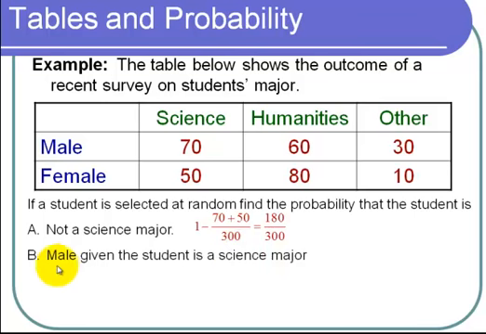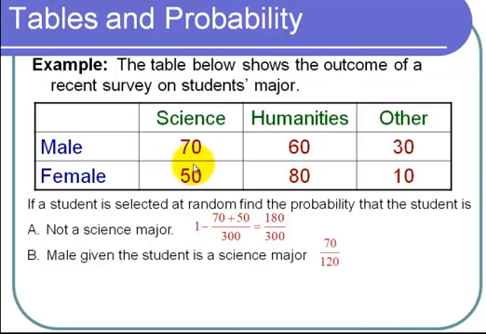Okay, now let's find the probability that this randomly selected student is male given the student is a science major. If we're given the student is a science major, that means we're only looking at this area right here, science majors. We ignore all the other students. So we have a new population, and it's a population of science majors, and we want to find out amongst the population of science majors, what's the probability that the person is a male?